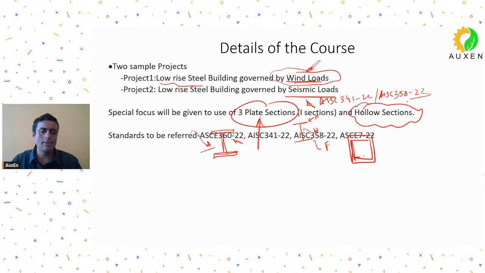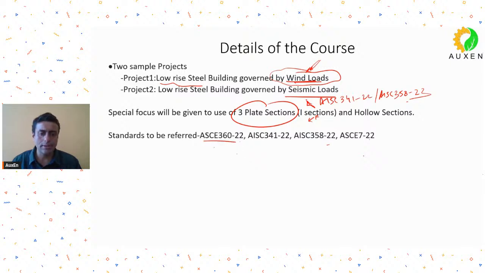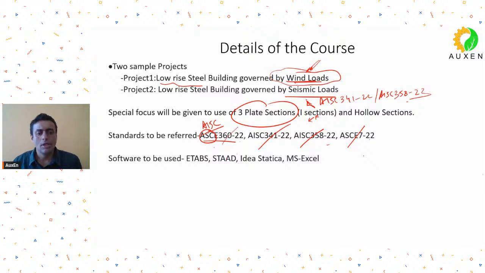Good. And then the standards and design codes which we will refer to will be, of course, AISC 360, AISC 341, Ductile Design Detailing Code, AISC 358, Pre-Qualified Connections, and ASCE 7, which is the code for loading. And in the course, which are the software we are going to use? We'll be using ETABS and STAAD for member design, IDEA StatiCa for connection design, and MS Excel because we are going to make some Excel spreadsheets and use them.